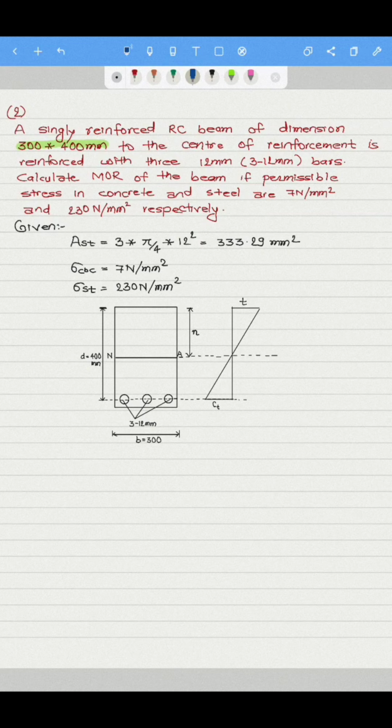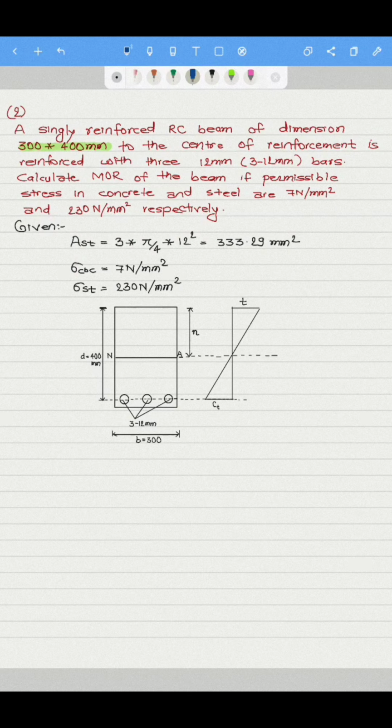Here we can see that this is the center of the reinforcement and the depth provided here is this, and it is reinforced with 3 bars of 12 mm. Now we are to calculate the moment of resistance of the beam if the permissible stress in the concrete and steel are provided as 7 Newton per mm square and 230 Newton per mm square respectively.